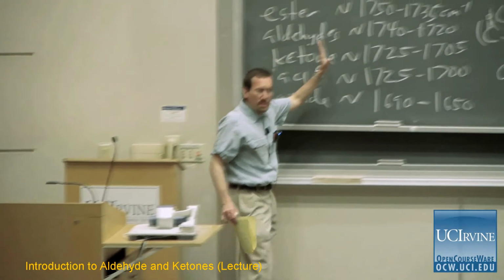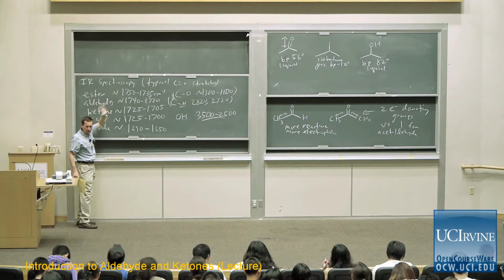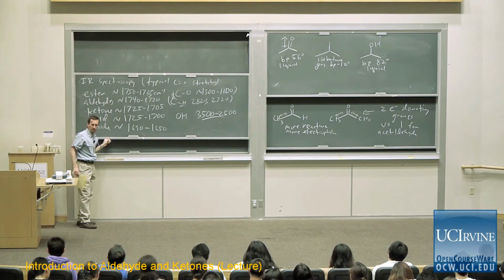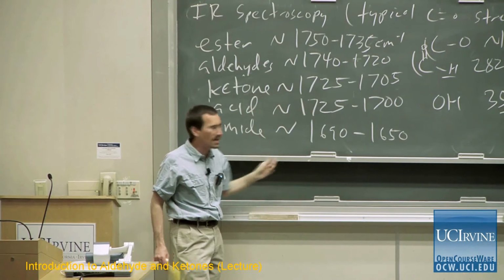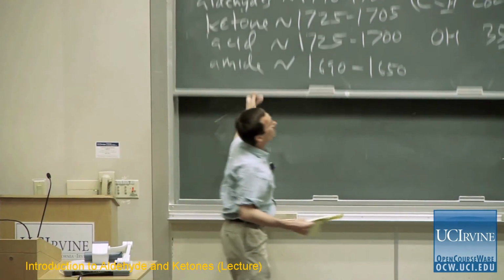However, there are going to be other spectroscopic features, for example in the NMR spectra, that would clue you in to an aldehyde, the presence of the CH group, which we'll talk about in just a moment.